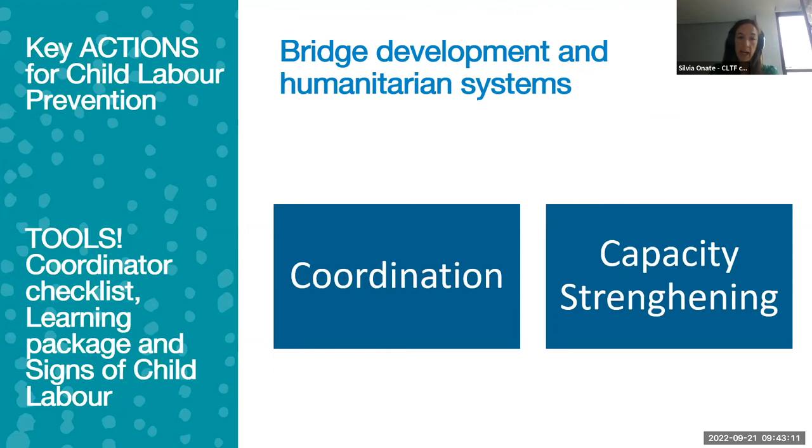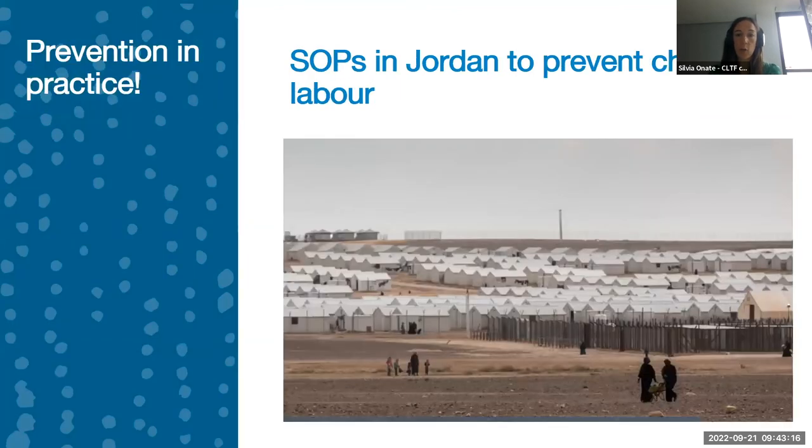And finally, I want to move to an example, if you go to the next slide, from the different case studies we have in our toolkit. I know most of you have probably put this into practice. I just wanted to highlight an example from our colleagues in Jordan, who developed standard operating procedures to prevent child labor in Zaatari camp. The case study describes how to ensure safe access to relief items for all families and to protect children from child labor.